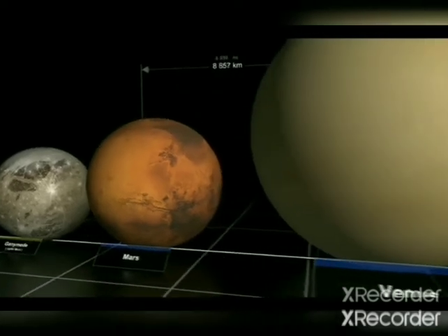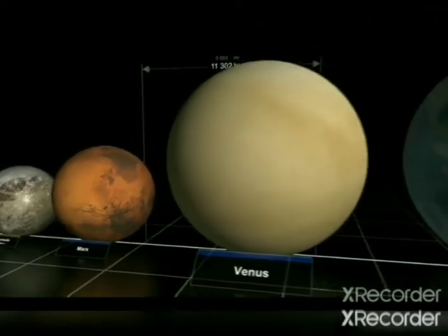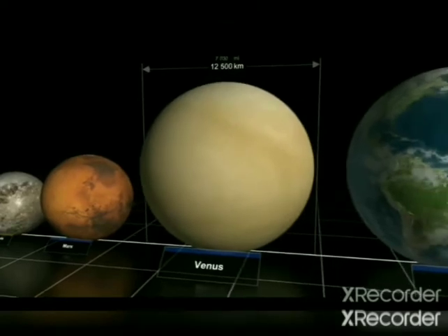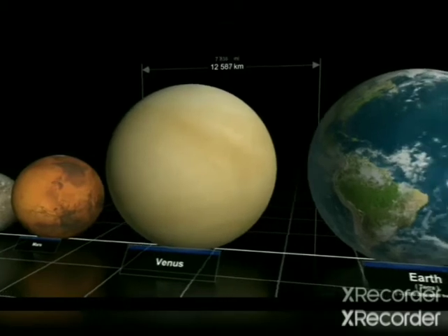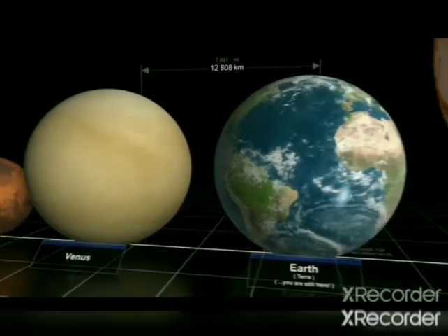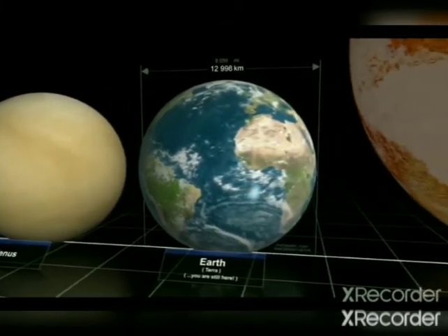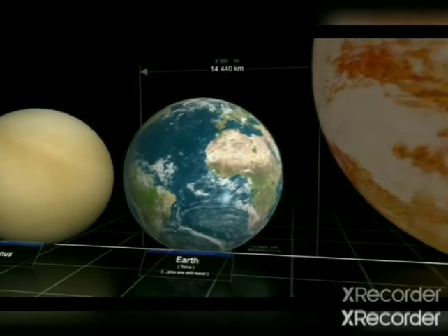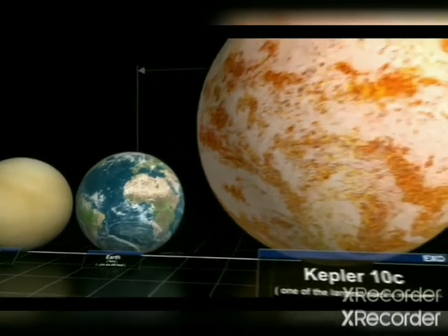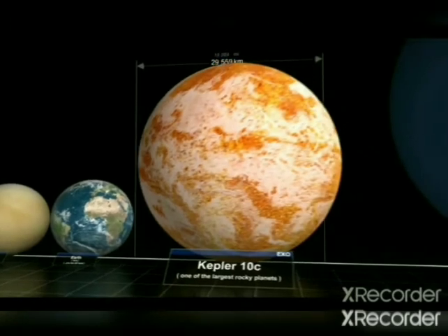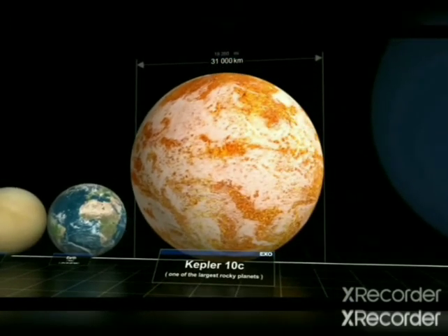Then after Mars, the next planet is Venus, whose diameter is around 12,500 km. Then the planet bigger than Venus is Earth, whose diameter is around 13,000 km. Then the next planet, which is bigger than Earth, is Kepler 10c, which is one of the largest rocky planets.